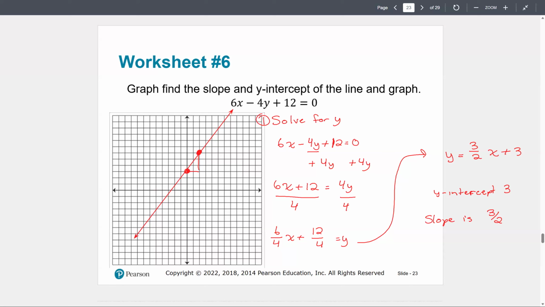So you just want to make sure your graph is right, just as a way to check it. So this point here is at 2, 1, 2, 3, 4, 5, 6: 2, 6. So we'll just see if 2, 6 works in here. I'm just doing a check. So 6 times 2 minus 4 times 6 plus 12. Is it going to be equal to 0? We're going to get 12 minus 24 plus 12, which is going to be 0 equals 0. So it checks out. We did graph it correctly.